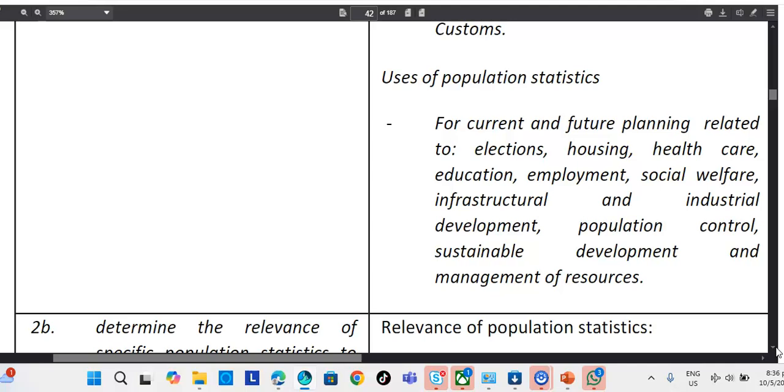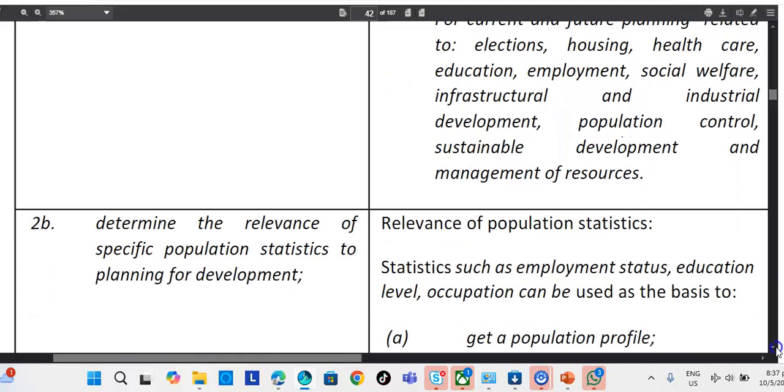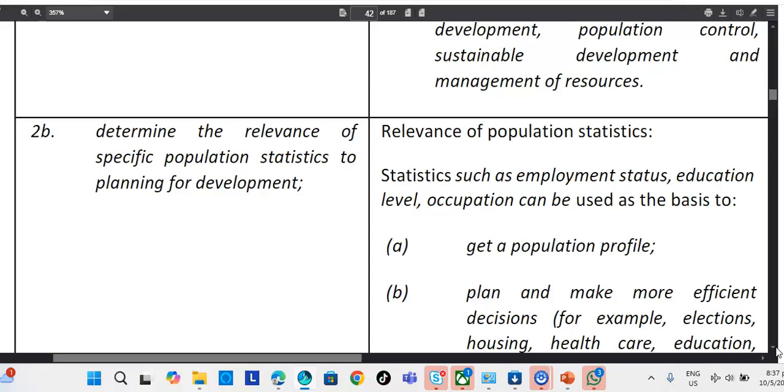For future planning related to elections, we have to know voters who have passed away, those who are still alive, and those who have reached the age of 18 and are eligible to vote now. We have to know about the housing situation in our country so that we can plan for that. Healthcare, education, employment, social welfare, infrastructure, industrial development. We have to know information about population control so we can plan for the future, sustainable development, and management of resources. Determine the relevance of specific population statistics to planning for development.